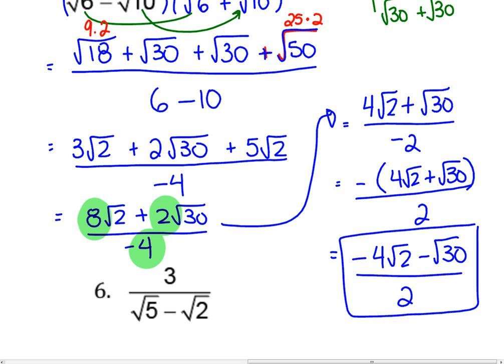Okay, so what you can do if you want to get rid of the negative on the bottom, you just switch the signs of everything. All the signs switch. Negative, negative, positive. You could really quickly even just do this. Negative, negative, positive. Right? Just switch all the signs.